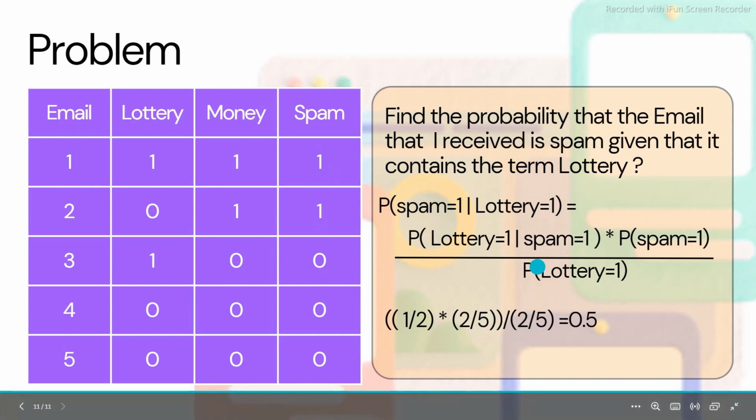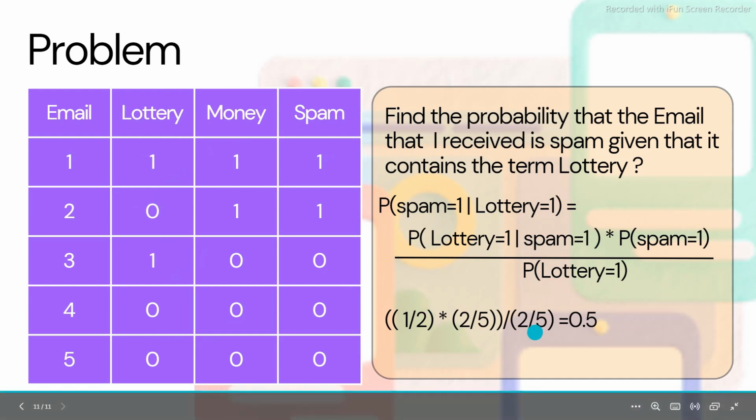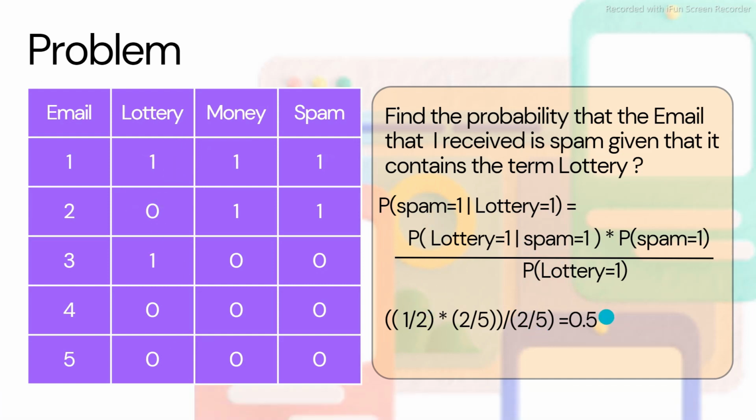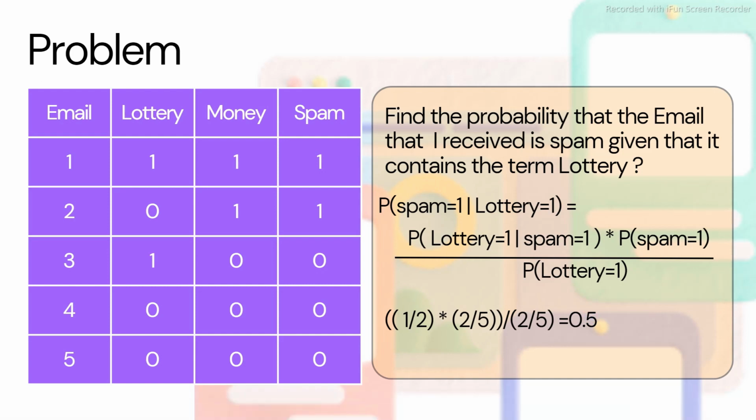And how many lottery words are there in the emails? There are two lottery words among the 5, therefore it becomes 2 by 5. Therefore there is a 50% chance that if your mail contains the word lottery, then it is a spam email. And this is how we calculate whether a particular mail is spam or not. And this is all about the naive Bayes.